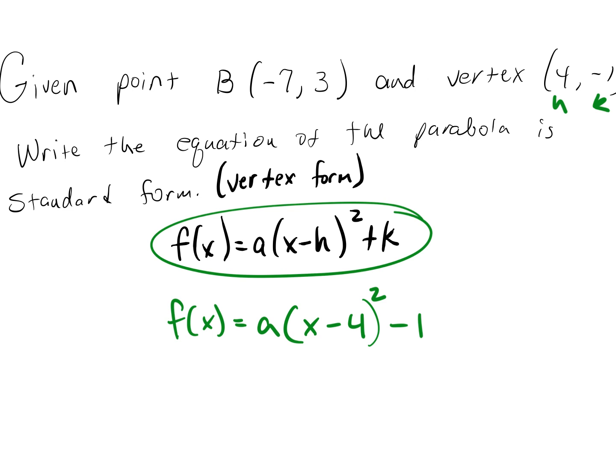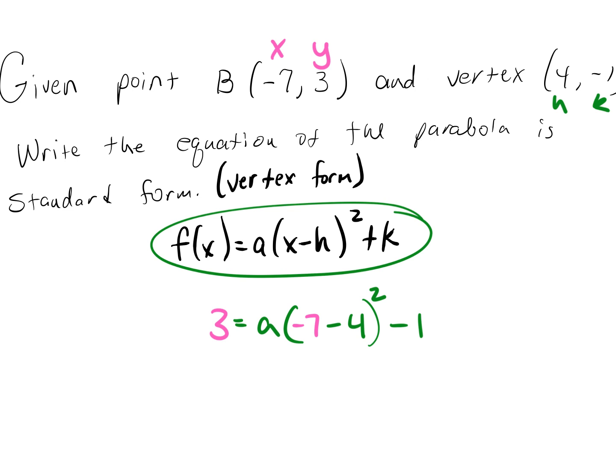Is there anything else that we have? Awesome. It gives us a point, which is x and y. So we can plug that into our equation, into the x and y. So our y is 3. And x is negative 7. Now, in my equation that I have here, how many variables do I have left to find? 1. I just need to find a. So if I just have one variable left, I can solve this. I can solve for a.